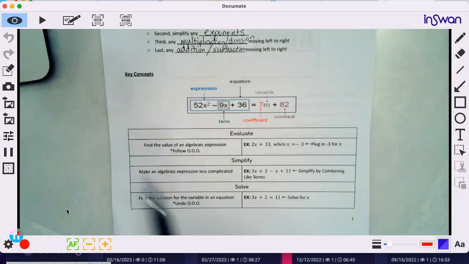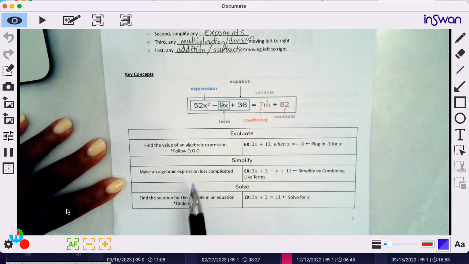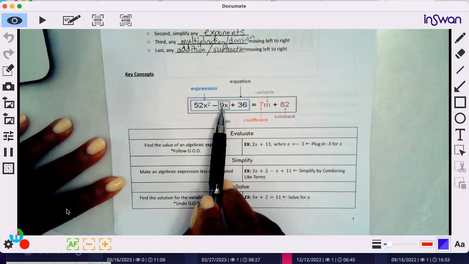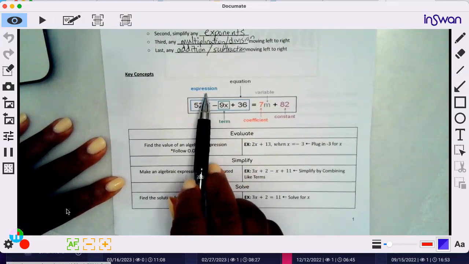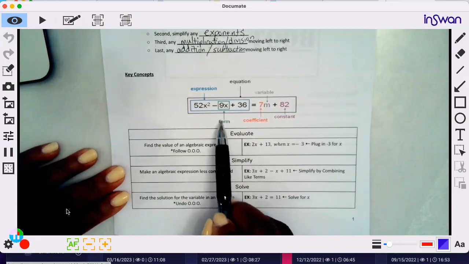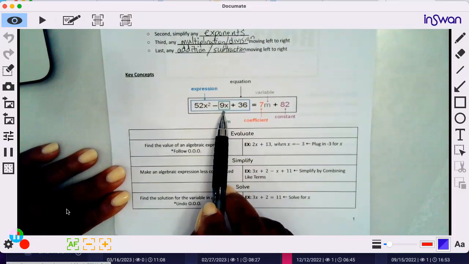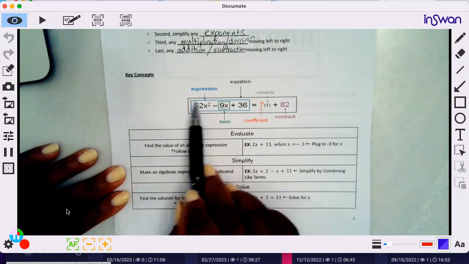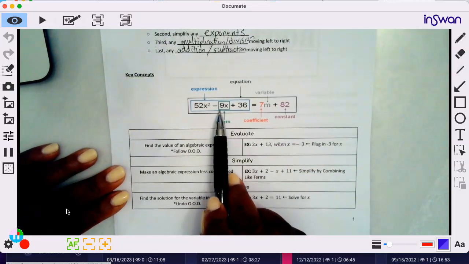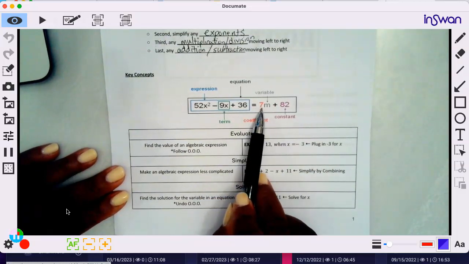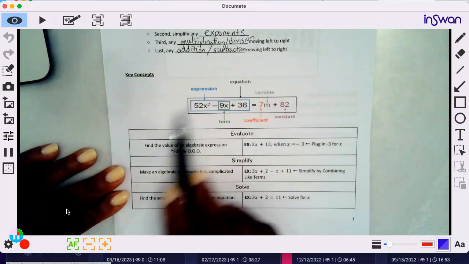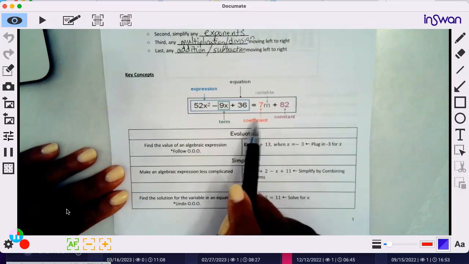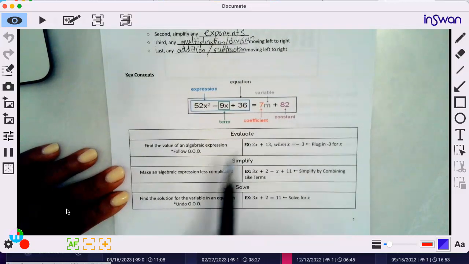And we're going to talk about the key concepts. If you take a look at this diagram, it shows you what's highlighted in blue, 52x squared minus 9x plus 36. All of that is an expression, okay? The term is just 9x in this case, but also 52x squared is a term as well as 36 is a term, okay? The entire box, 52x squared minus 9x plus 36 equals 7m plus 82, is an equation. The variables, you have x and you have m for this case. Coefficient is 7 and your constant is 82.